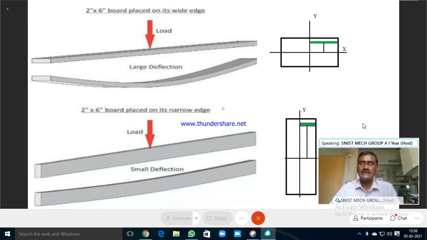All right. Shall I proceed to next slide? Now let us see the significance of mass moment of inertia by next slide. Okay.